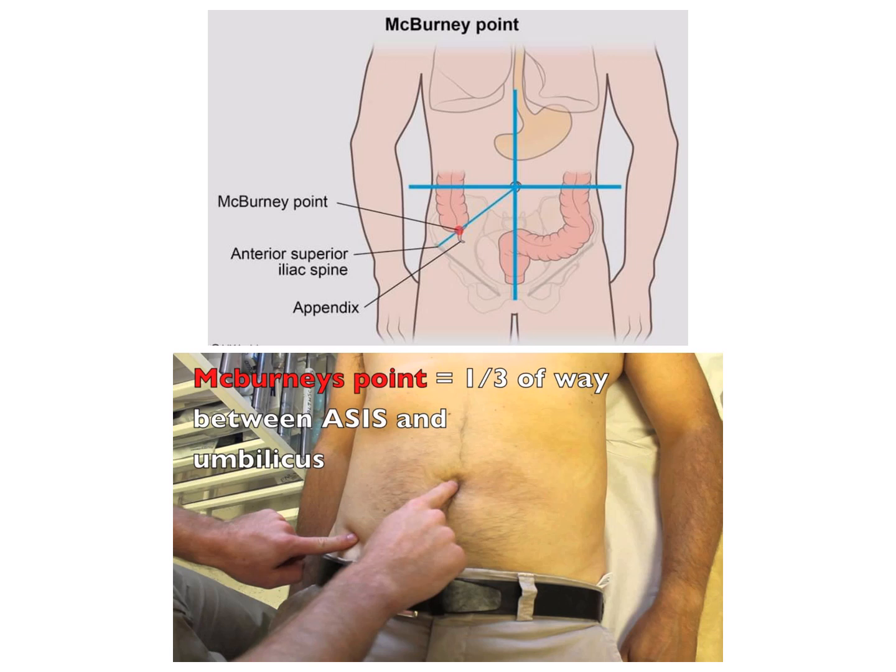So this is McBurney's point. It is 1/3 of the way between the anterior superior iliac spine and the umbilicus. So if you see, this is umbilicus and this is the anterior iliac spine. It's that pretty hard bone you can feel usually when you're lying on your back. And then you draw a straight line. Okay, 1/3, 1/3. It's right here.